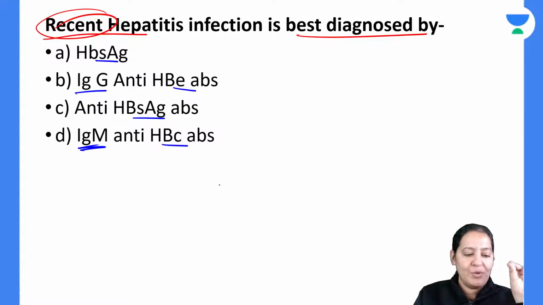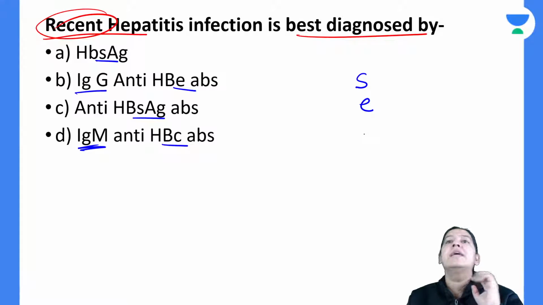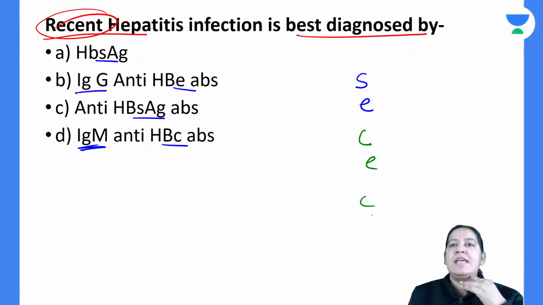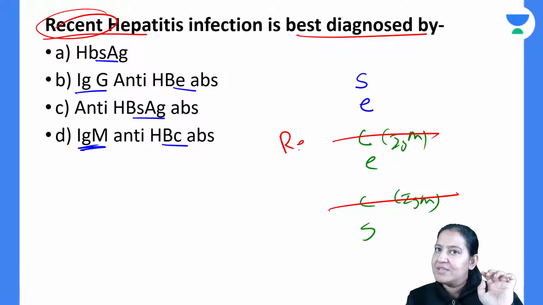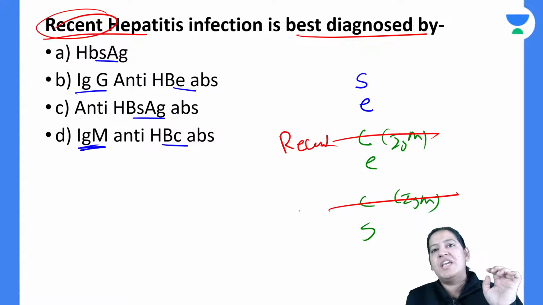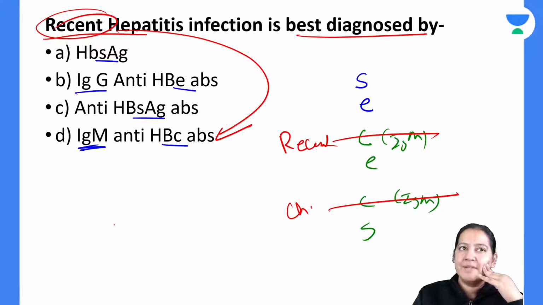So I have told you, yes, you all are right. Very good. So what is the answer here? There are two antigens and four antibodies. The sequence of antigens is S and E, and the sequence of antibodies is C, E, C, S. This is IgM and this is IgG. So recent and past, the significance is given by the C pair. IgM is recent or acute and IgG is chronic or past. Here the question is about recent, so the answer will be D. Have you got it? If I ask about past, the answer will be IgG.